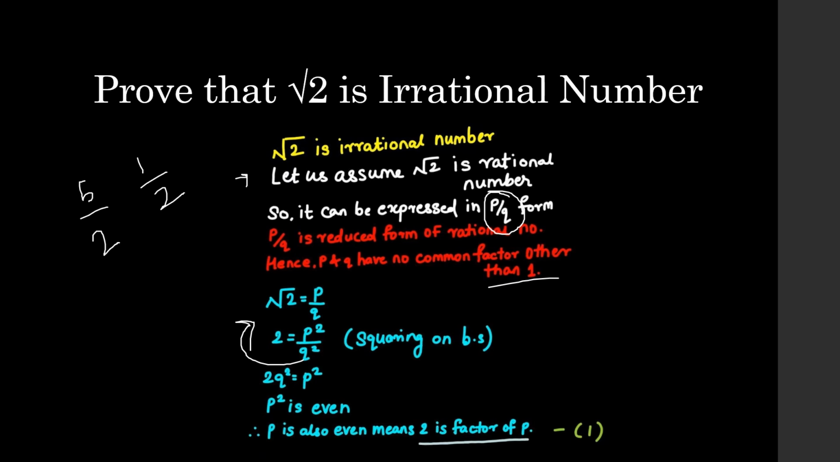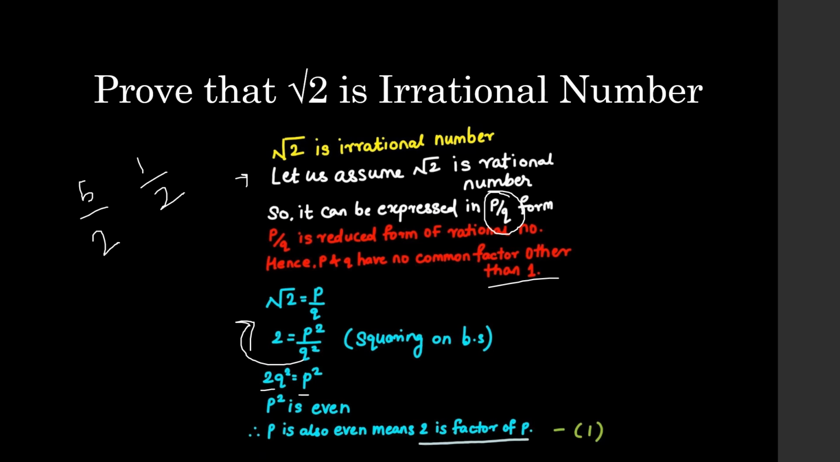Now from this equation we can understand that p square is even. How? An even number is a multiple of 2. So here p square is a multiple of 2, since q square is multiplied with 2. So we can say that p square is even.